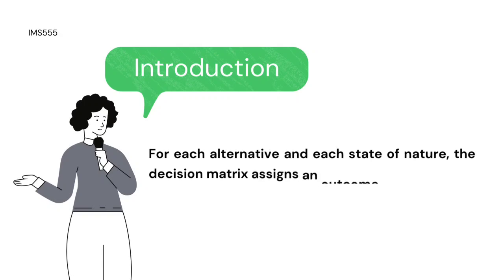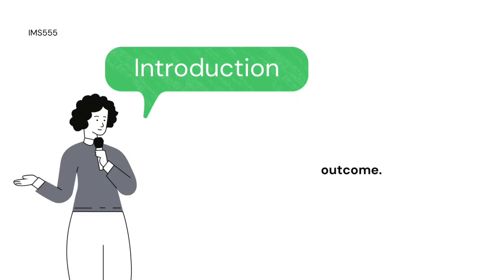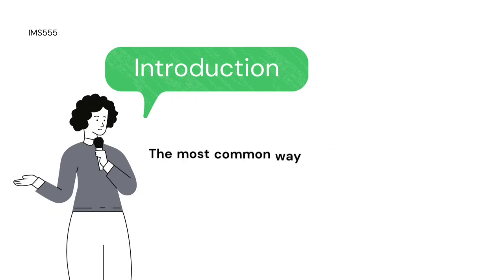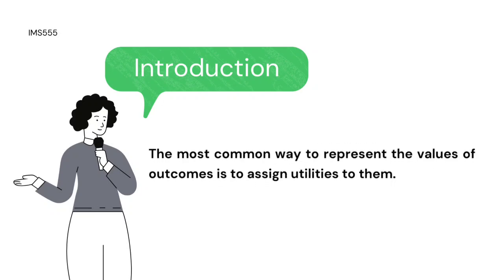For each alternative and each state of nature, the decision matrix assigns an outcome. Verbal descriptions of outcomes can then be replaced by utility values. The most common way to represent the values of outcomes is to assign utilities to them.